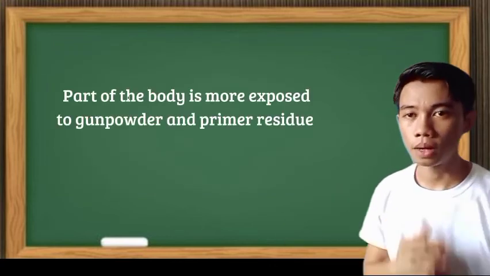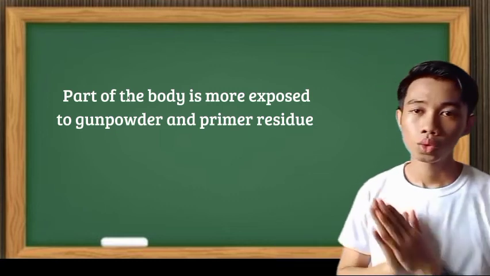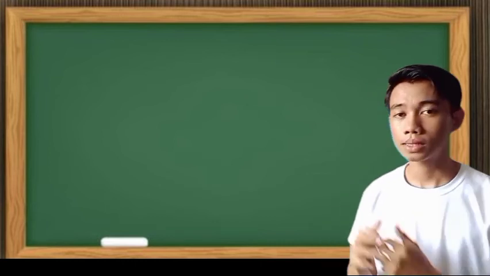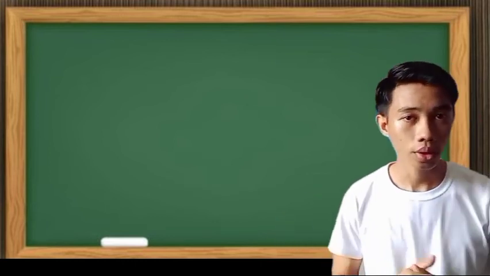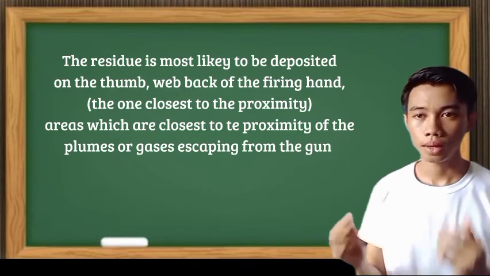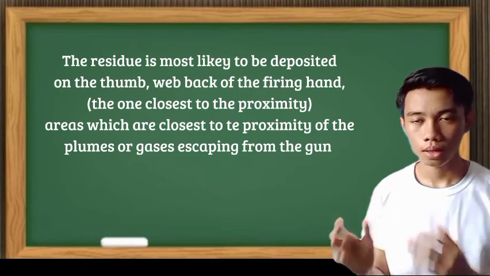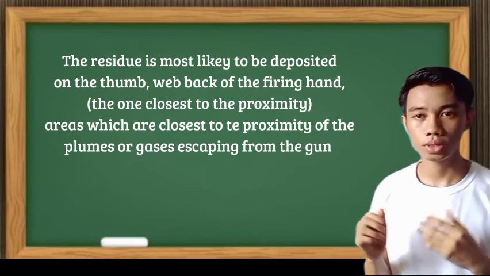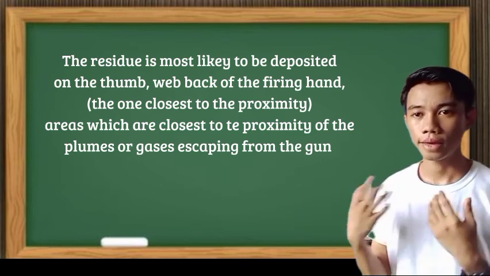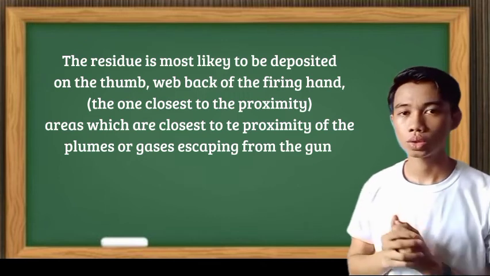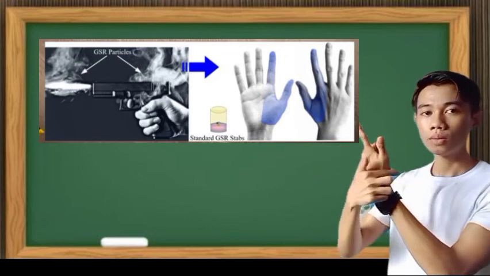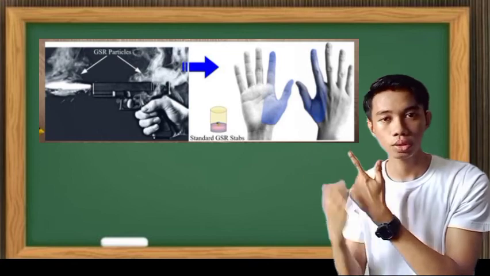So, parts of the body that are more exposed to gunpowder and primer residue. So, ano nga ba yung parte ng ating katawan na mas exposed sa tinatawag natin gunpowder or primer residue? The residue is most likely to be deposited on the thumb, or the back of the firing hand. So, it is only the closest to the proximity area, which are closest to the proximity of the plumes of the gases escaping from a gun. So, kapag nakaputok ka ngayon ng barrel, yung thumb mo, yung area dito, ay yun yung pinaka-exposed sa gunpowder natin.